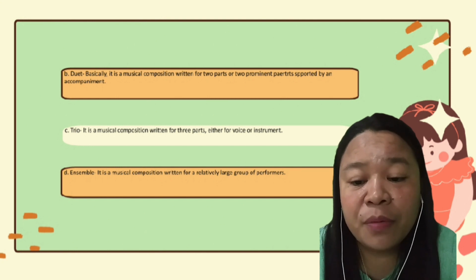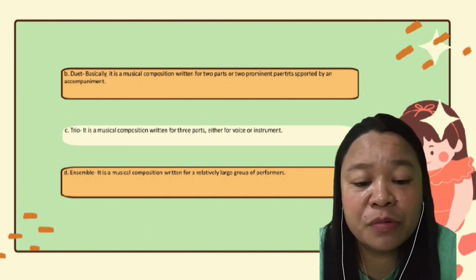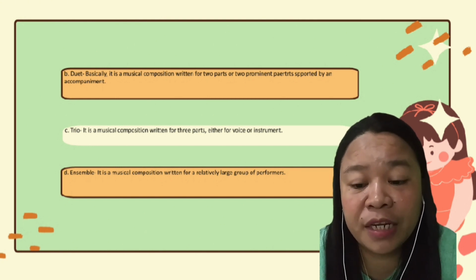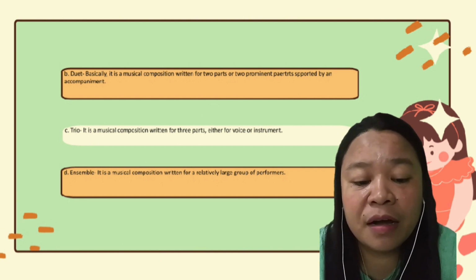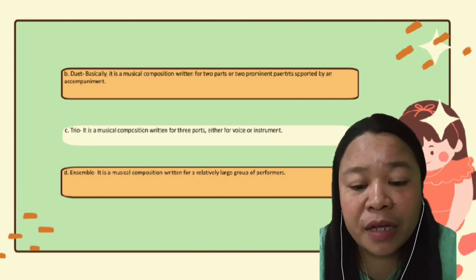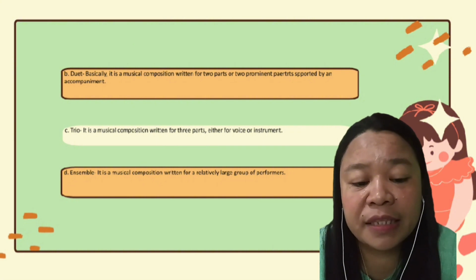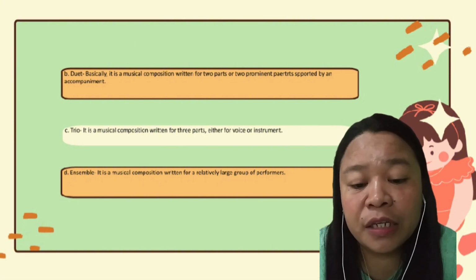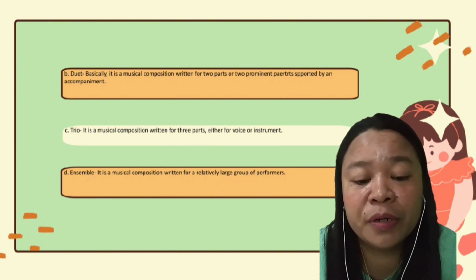Isa sa mga halimbawa ng tinatawag na trio sa musika ay ang Beethoven Piano Trio. Ito ay isa sa mga sikat na komposisyon ni Ludwig van Beethoven na binubuo ng piano, violin at cello.